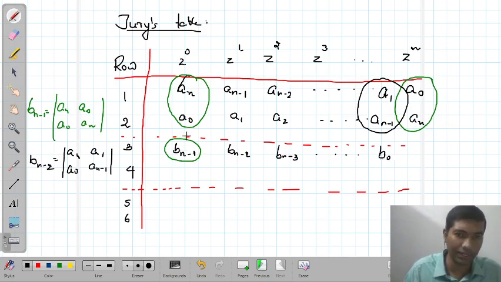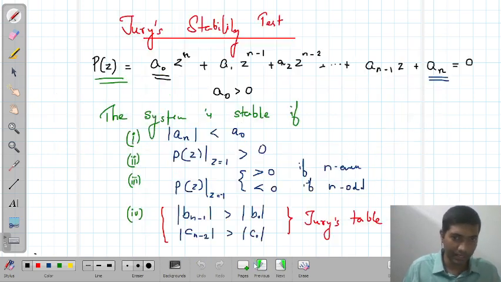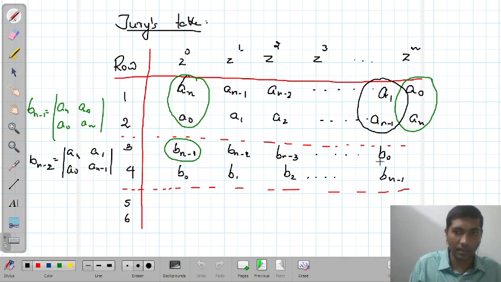So this is the only thing that you need to understand in this construction of Jury's table. bn minus 1 is the first column and the last column. bn minus 2 is the first and the second last, and so on. Once you have this, you need to just write it in the reverse order. So it becomes b0, b1, b2, etc., up to bn minus 1. So this is how you will get bn minus 1 and b0, which is required in this condition. We require the magnitude of bn minus 1 to be greater than the magnitude of b0.